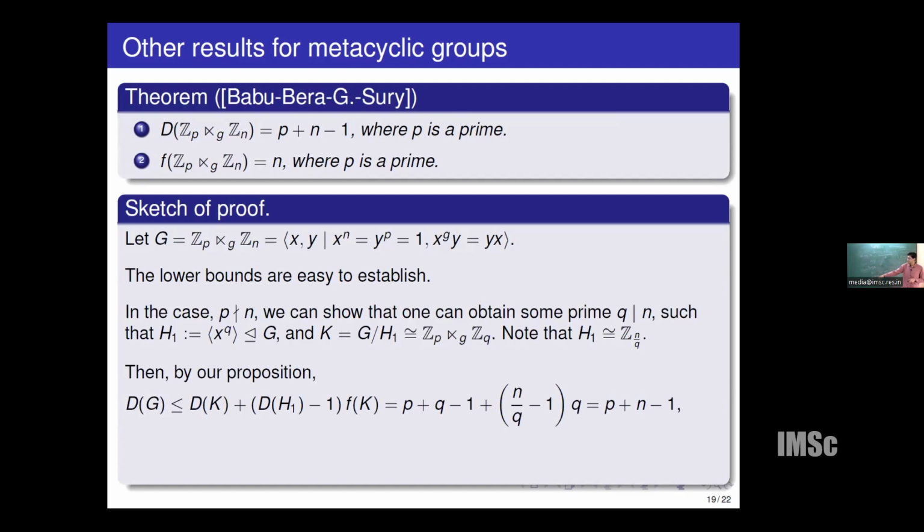And then the calculation earlier shows us that the upper bound for Dg is p plus n minus 1, and the lower bound you already know. So that gives us that Dg is equal to p plus n minus 1. And then the earlier proposition will also tell us that Fg is equal to n.